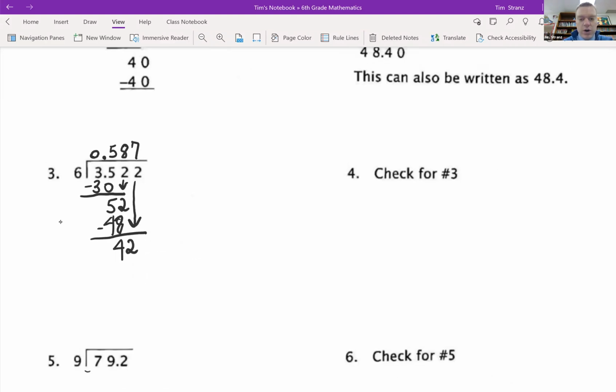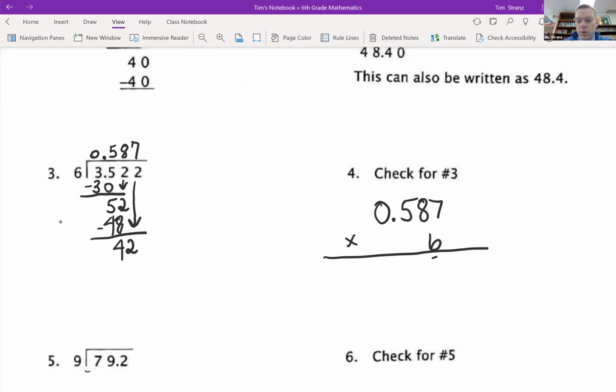Now it wants us to check our work. So we're going to take our answer, 0.587. We're going to multiply it by 6. And then we should get the answer that is inside the division box, right? So if we take 0.587, I'm going to multiply that by my 6. And let's see what we get.